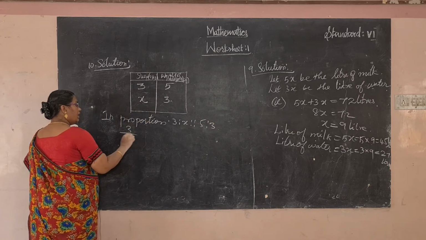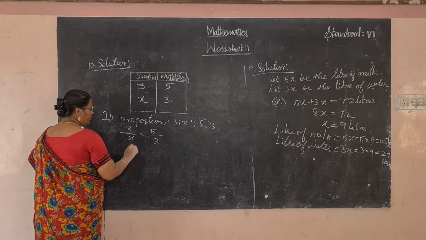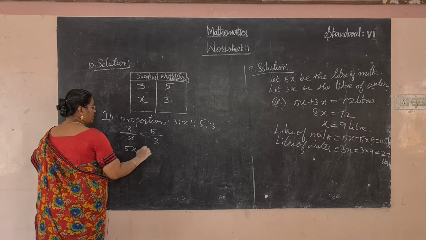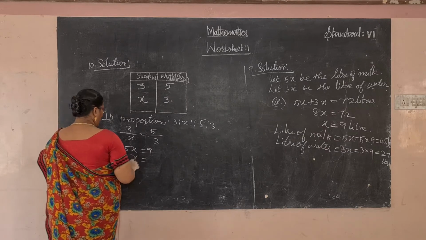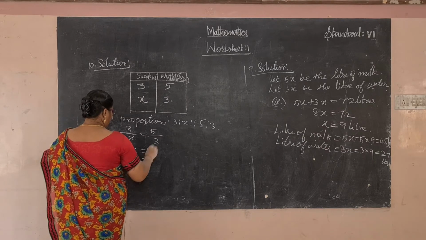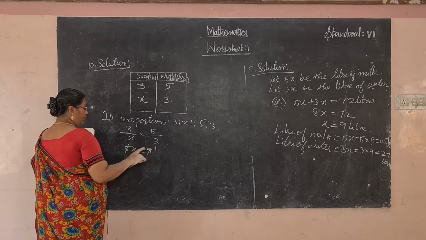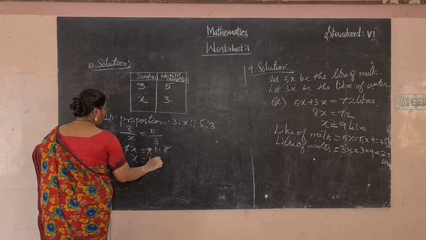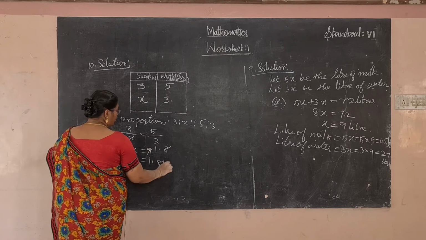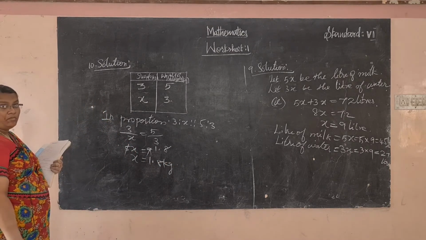So 3 by x equal to 5 by 3. Just cross multiply. So 5x equal to 9, x equal to 9 divided by 5. 1 5 is 5, remaining 4, add 0, so 8. So 1.8 kg sugar is wanted for the weight of 3 kg mangoes.